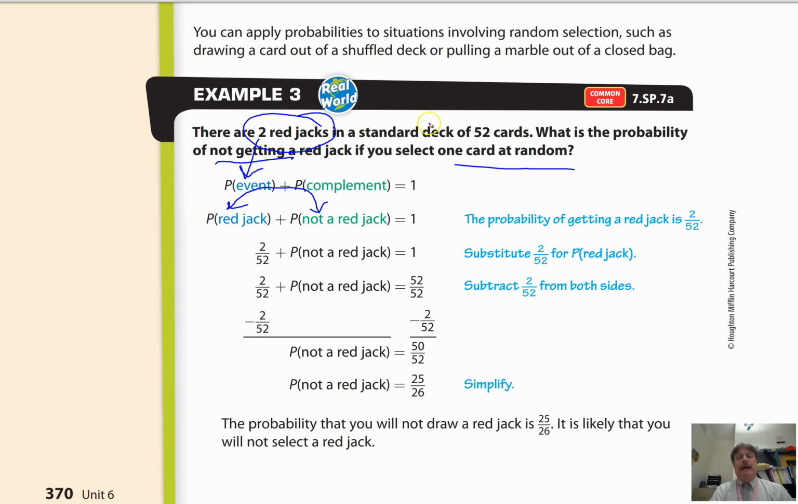Well, there are 2 red jacks out of a deck of 52 cards. So 2 out of 52 plus the probability of not getting a red jack. We know that there's a total of 52 cards that have to be in here. So what we're going to do is take 52 minus 2, and that's going to equal 50. So the probability of not getting a red jack is 50 over 52, and then all they did here was simplify it. So the probability you will not draw a red jack is 25 out of 26.